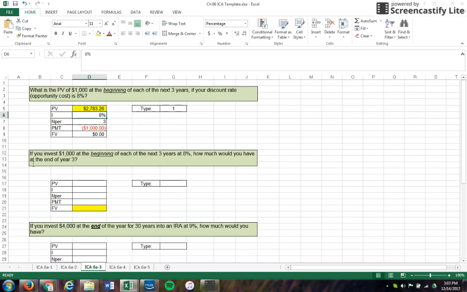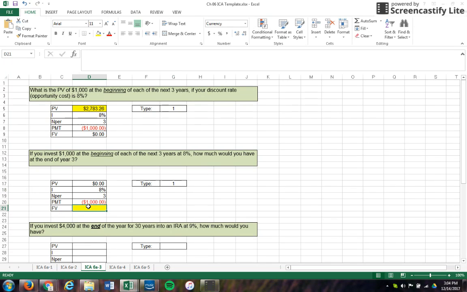How about this? What if you invest $1,000 at the beginning of each of the next 3 years at 8%? How much would you have at the end of year 3? So this would be a future value. How much would you have at the end of year 3? So this is asking you for a future value of an annuity due. So let's plug in what we know. There's no present value. My interest rate is 8%. My number of periods, 3 years. My payment, again, is $1,000. We're looking for my future value, but since this is the beginning, we know this is type 1.